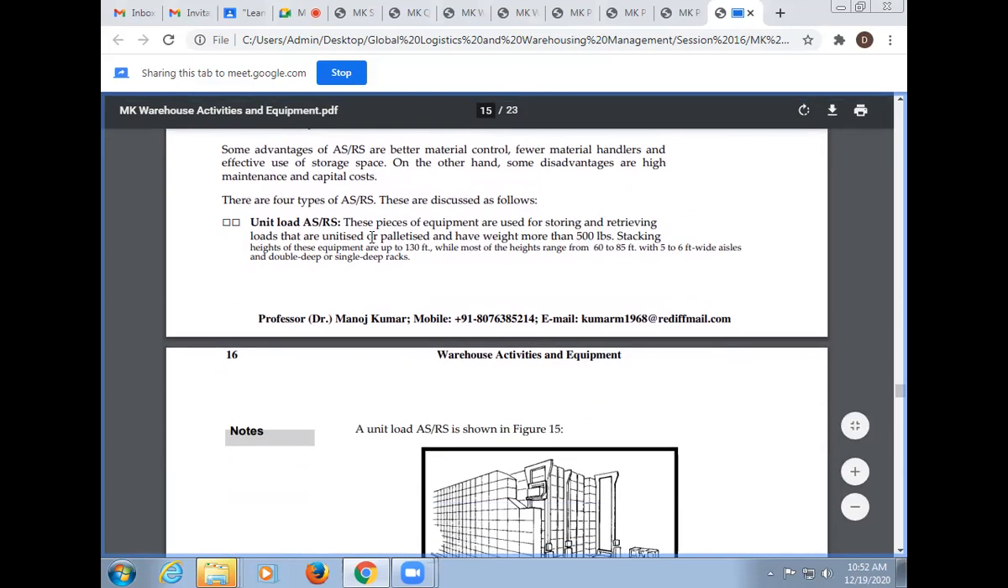Unit load ASRS: these pieces of equipment are used for storing and retrieving loads that are unitized or palletized and have weight of more than 50 to 100 lbs. Stacking heights of this equipment are up to 130 feet, while most of the heights range from 60 to 85 feet, with 5 to 6 feet wide aisles and deep, double deep or single deep racks.